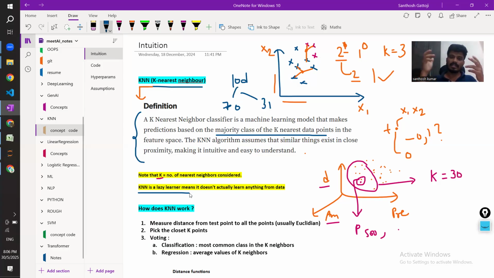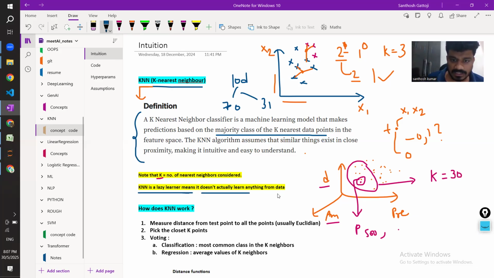In linear regression also, we had a line equation with minimum loss, minimum distance, RMSE, some error. Here we are not learning anything, no line, nothing. There is no equation because there is no learning. That's why it's called a lazy learner.